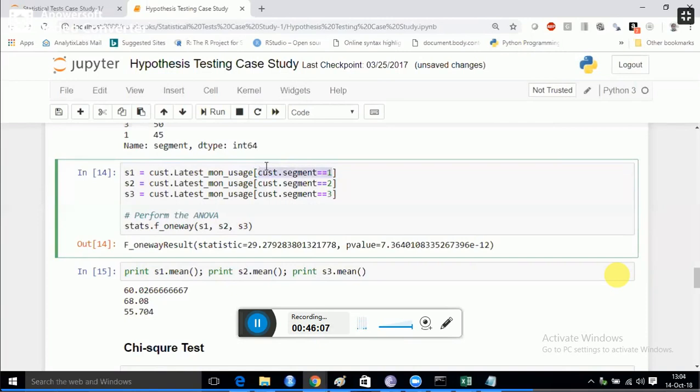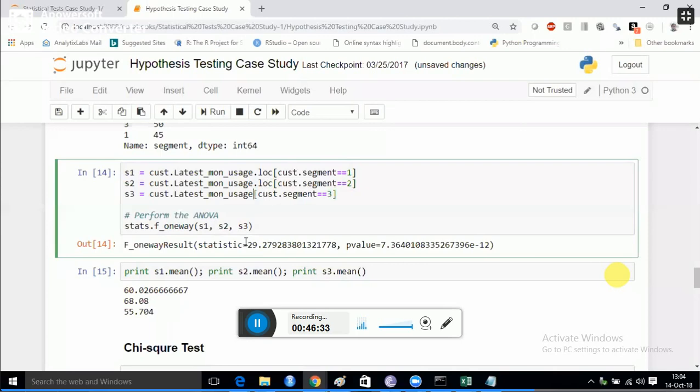That's a basic subsetting, right? Series subsetting. From latest month usage column, get all the values where cust segment equal to 1. It's like select latest month usage from cust where cust segment equal to 1. That's the meaning of the statement. I hope everyone understands this by now, right? It's just that it is missing dot log. Dot log and dot log.